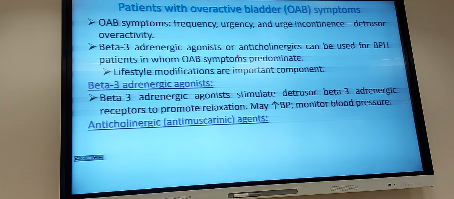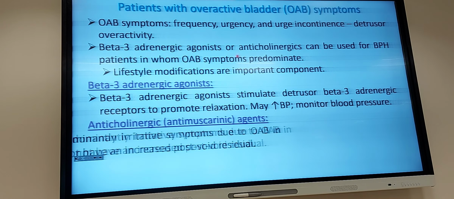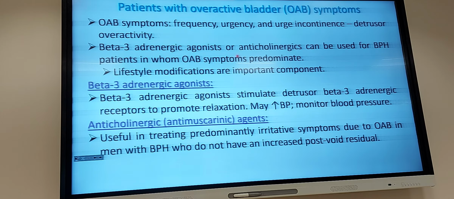So the beta-3 receptor agonists will relax the bladder muscles, so it will help with the overactive bladder. Similarly, the same thing with the anticholinergics or antimuscarinics. I haven't put any drug names, so you don't need to worry about that. And they also relieve the irritative symptoms, but you have to avoid these drugs in somebody who has a high post-void residual volume, because as they are relaxing the bladder, and if they already have so much obstruction that there is a high post-void residual volume, then they can go into acute urinary retention.